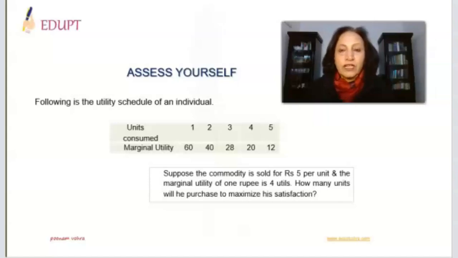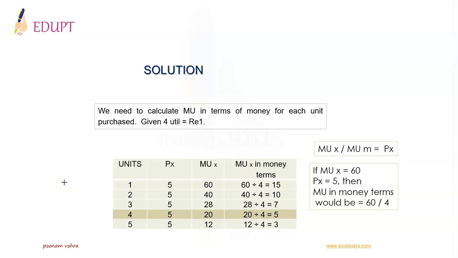Now suppose the commodity is sold at rupees 5 per unit and the marginal utility of 1 rupee is 4 utils. The question is, how many units will an individual purchase to maximize his satisfaction? In order to find out the number of units the consumer would purchase to get maximum satisfaction, one needs to calculate marginal utility in terms of money for each unit purchased, assuming that 4 utils is equal to 1 rupee.